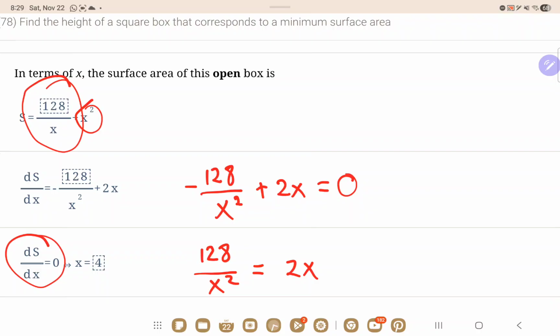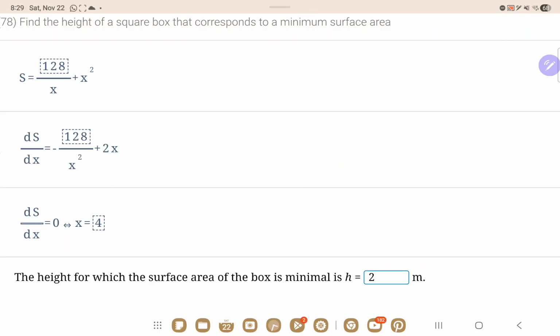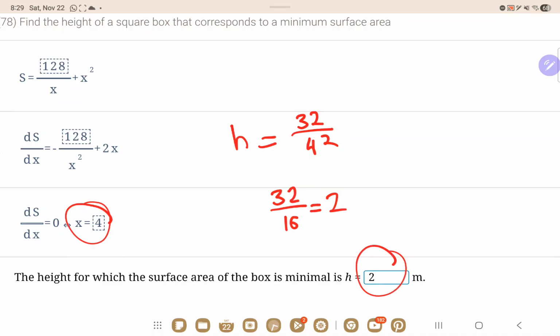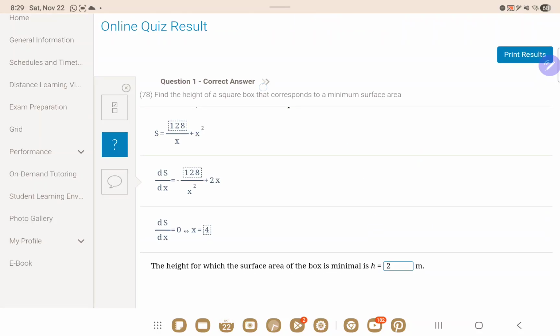You're then going to cross multiply the x with the x squared, so it's going to be 128 equals 2x cubed. Now 2 will cancel with the 128 to become 64. Now x becomes 4, when you put it into your calculator. And that's your answer. Now the height for which the surface area of the box is minimal: we know that the height is equal to 32 over x squared, and we know x is 4, so you replace this with 4. 32 divided by 16 equals 2. So that's your height. Moving on to the next question.